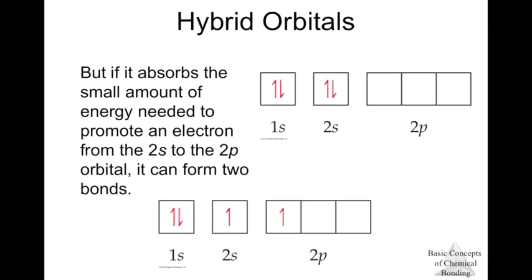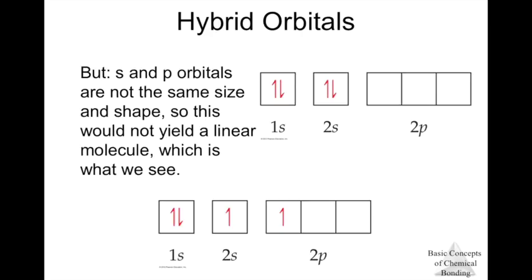If that atom were to absorb just a small amount of energy and it could excite one of these 2s electrons up to the 2p level, we've seen that happening. Okay, hey, great, now we've got 2 unpaired electrons. Now we could form 2 bonds. But that doesn't really work out quite right.